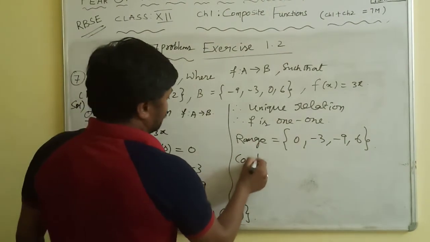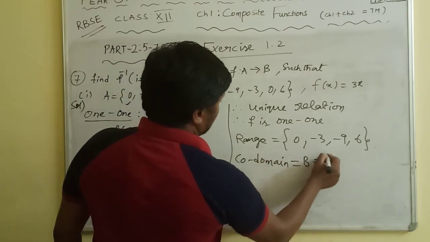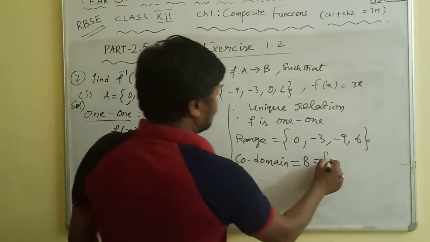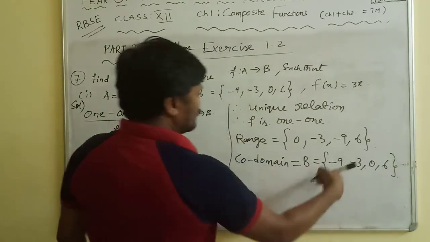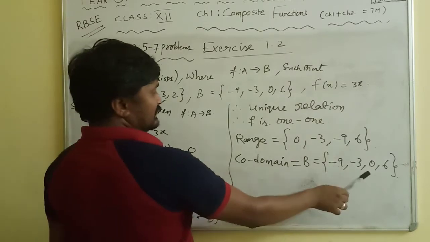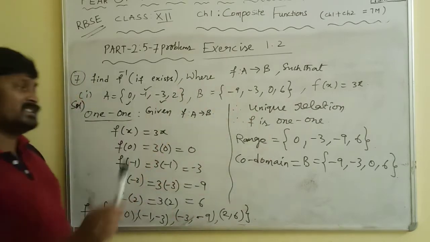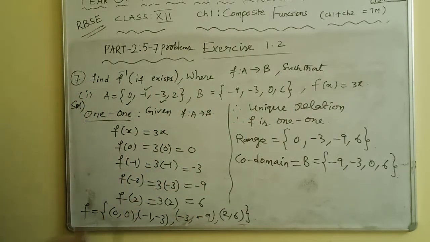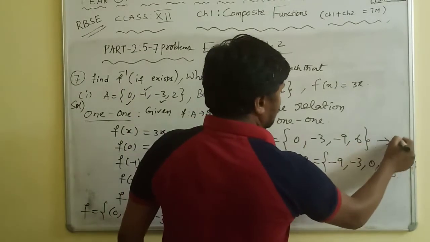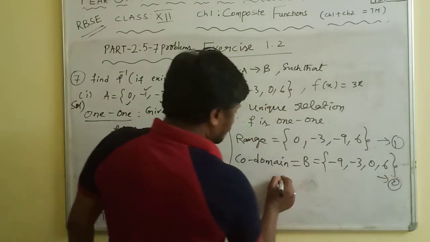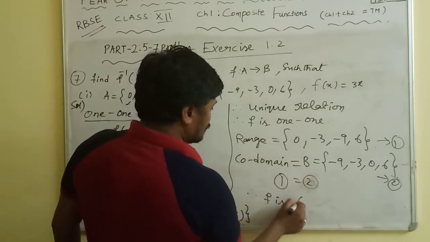Now codomain. Codomain is nothing but your B value, that is B equals {-9, -3, 0, 6}. Check now whether all these values are there or not: -9, -3, 0, 6. So now all the elements are there, all the elements having the relation. So codomain is equal to range. I'll give that as 1 and this as 2. 1 is equal to 2. Therefore, f is onto.